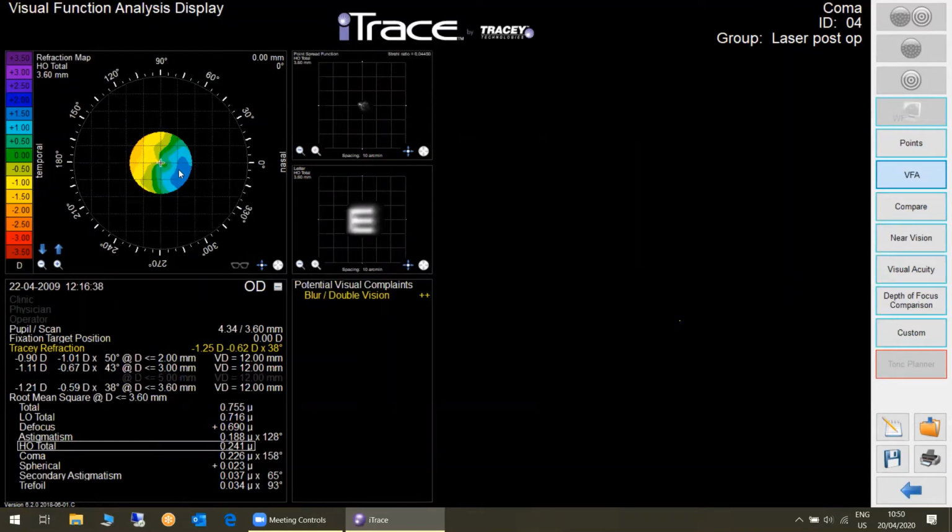You can also see it here in the refraction map. Here at this point, there is a minus 1.5, and here is a plus 1.5. So there's a difference of 3 diopters in this small zone of 3.6 millimeters.